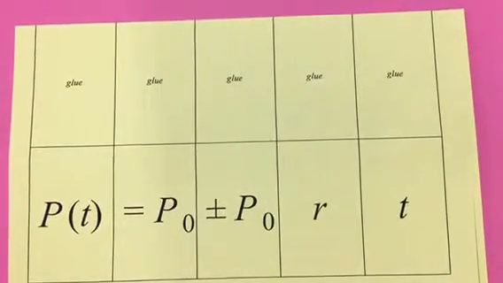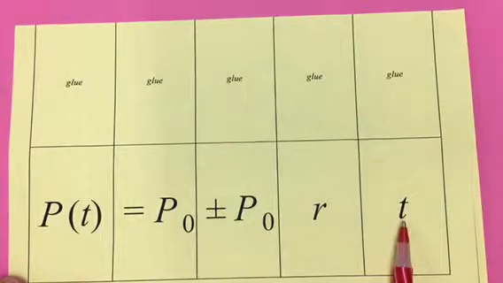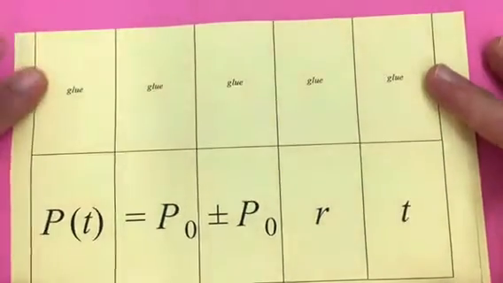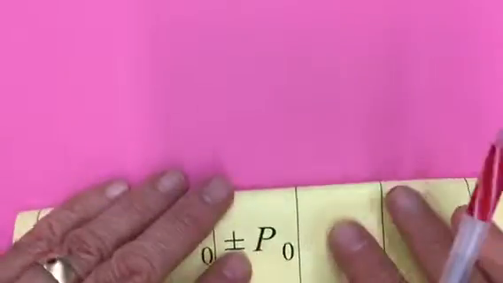Welcome back. We're going to talk a little bit about interest. Right here, you've got a note. This is a common formula to show simple interest. Well, flip it over. We're going to glue this part down, and it's going to go like this. And you'll have your different parts.